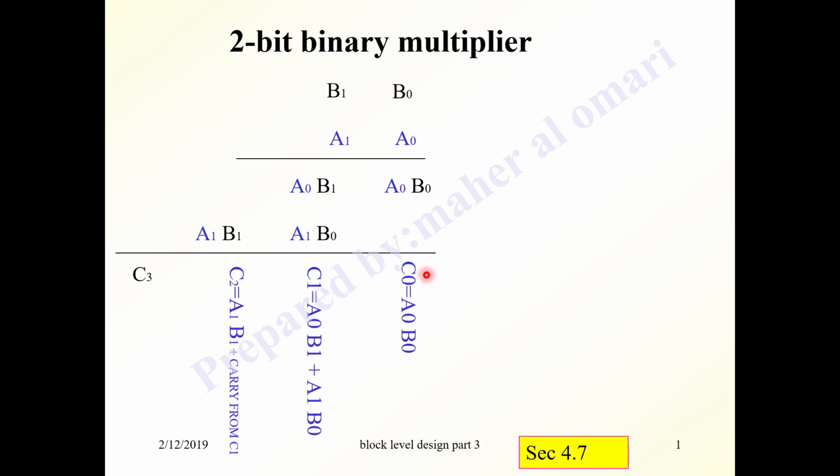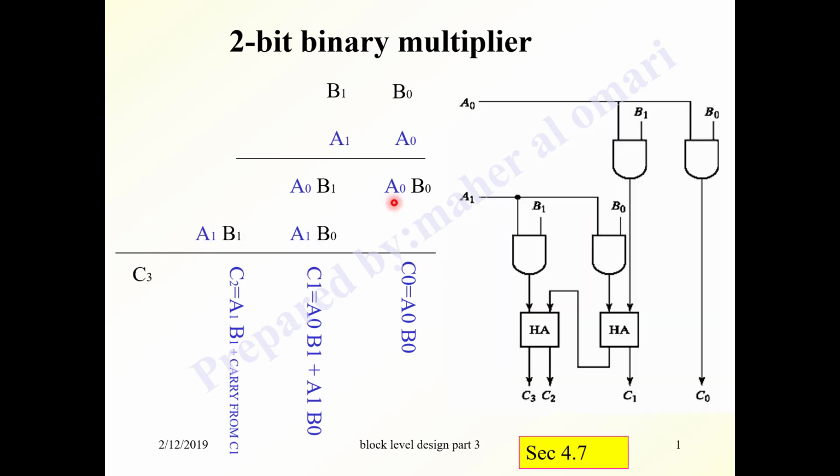Here we have a C0, which is equal to the AND of these two together. Now, C1, the output here, is the AND of these 2 bits together, added with the AND of these 2 bits together. C2 will be the carry out of this addition added to the AND between A1 and B1. And then you might have a final carry out.